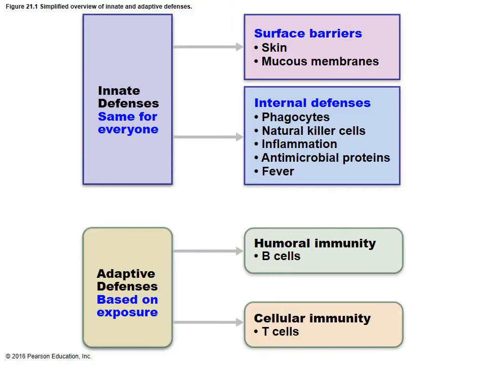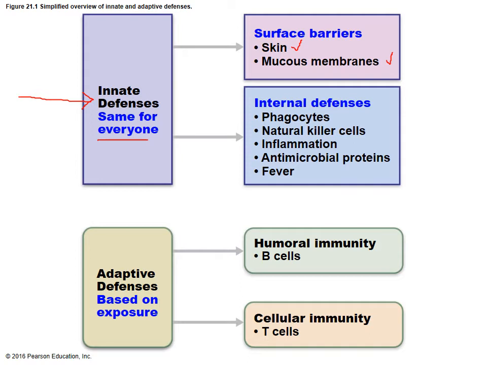So take a look at this very simplified diagram, and it basically shows you that if we're looking at innate defenses, it's the same for everyone. So it's going to be things like our first line, which is the surface barrier, which is like your skin and your mucous membranes that you would find in your orifices. So like the mouth, the nasal, the anal, the reproductive cavities, those have lots of mucus in order to trap any type of pathogen that tries to enter into the body.